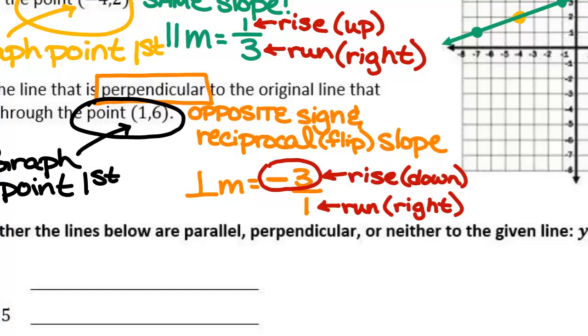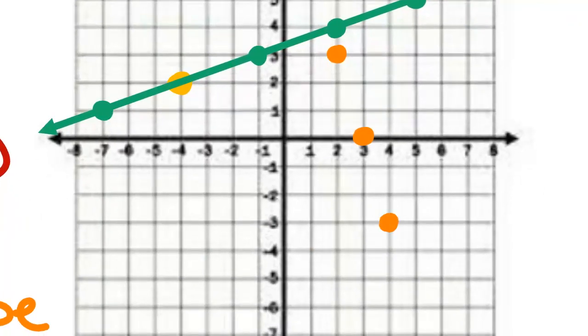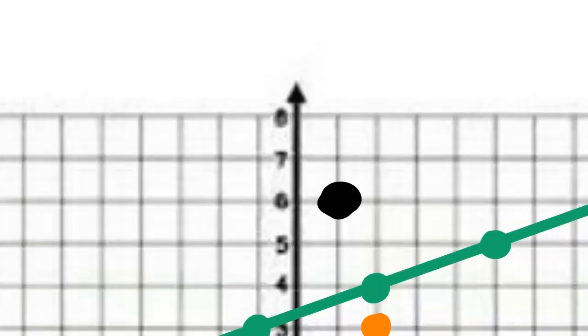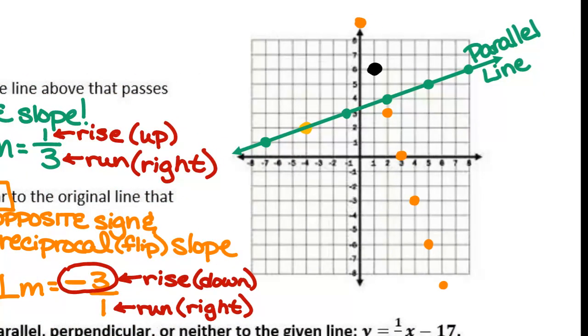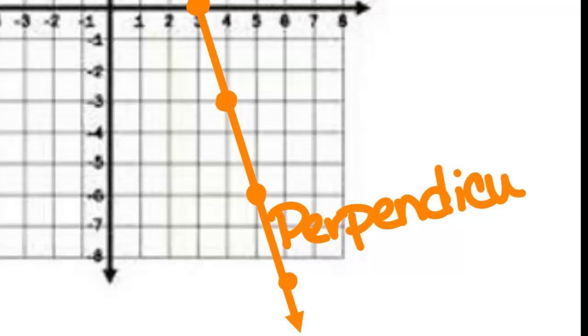All right, so from my given point, from that black dot, I'm going to go down 3 and to the right 1, down 3 and right 1, down 3 and right 1. I can get one more on there if I go just past the graph. I can't really back it up. I have to go off the graph to back it up, but I could put it up there if I wanted to. I know about where it's going to fall. And then I grab my straight edge, and I go through all of those points that we just plotted. That is for my perpendicular line.